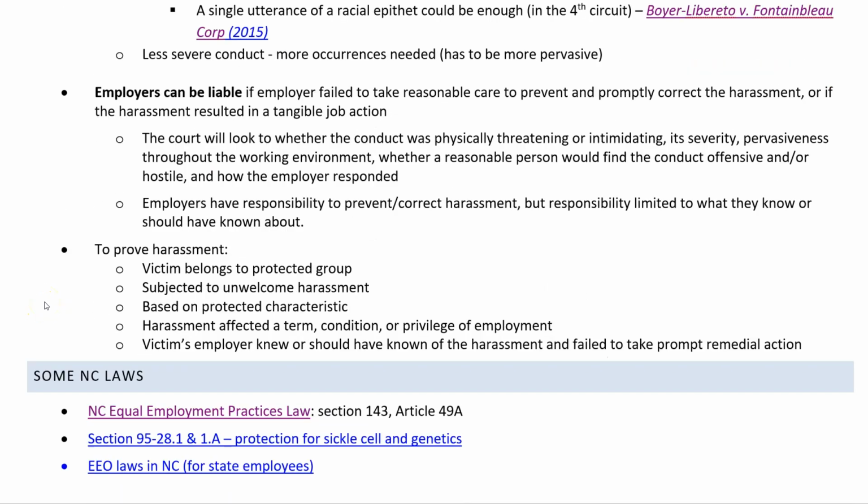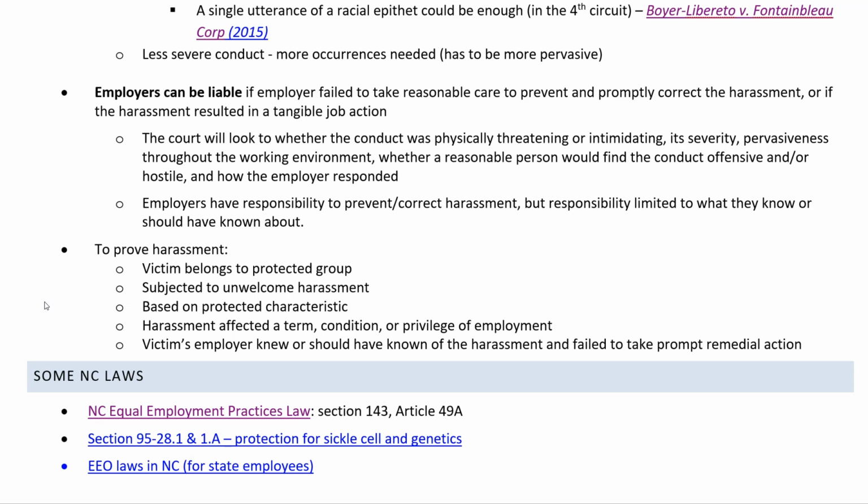Employers can be liable for harassment that happens at their workplace if the employer failed to take reasonable care to prevent and promptly correct the harassment, or if the harassment resulted in a tangible job action, like a person being fired or felt like they had no option but to leave because they were being so harassed so severely. The court would look to whether the conduct was physically threatening or intimidating, how severe it is, how pervasive it is throughout the working environment, whether a reasonable person would find the conduct offensive, and how did the employer respond.